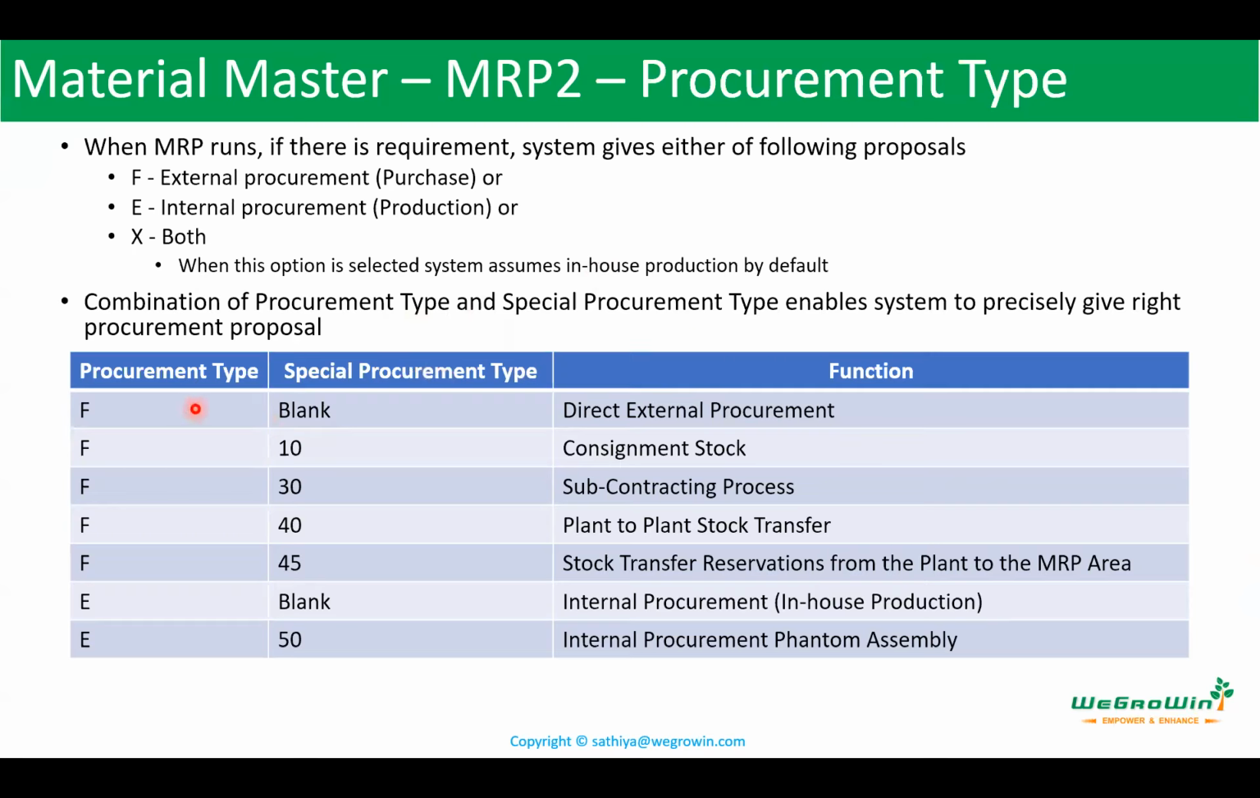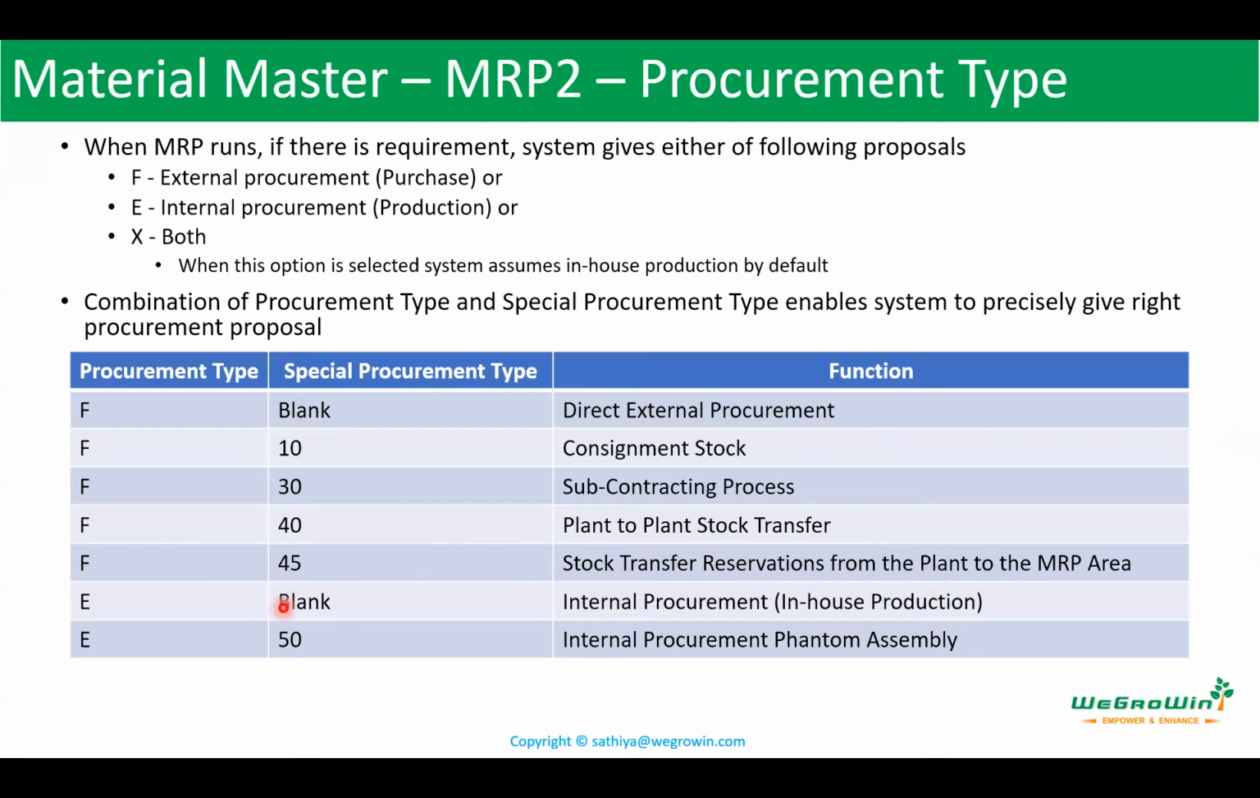For example, if I keep procurement type as F and the special procurement type as blank, it means I'm purchasing directly from outside. If I define procurement type F but special procurement type 10, then it is consignment stock. F and 30 is subcontracting stock. F and 40 is plant-to-plant stock. With F and 45, it is the transfer from the plant to the MRP area. This is special procurement type 45, where the stock will move to the MRP area.